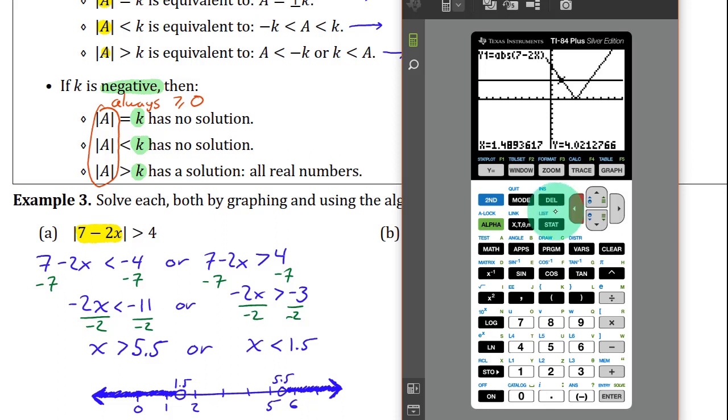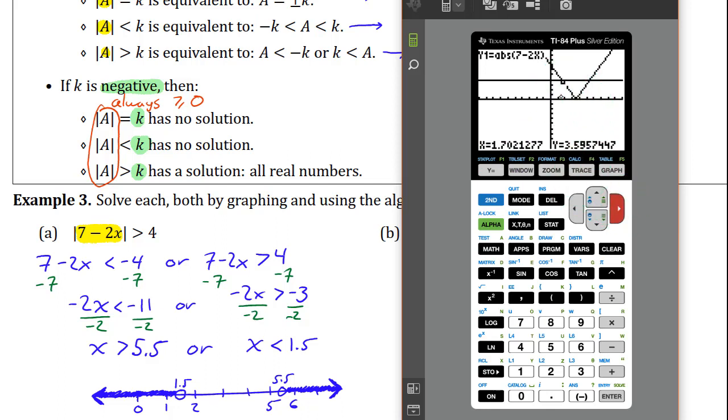So it looks like if x is 1.48, y will be 4.02. This is on the graph of the absolute value one. So yeah, x equals 1.48 is a solution. That's right over here, just a little bit less than 1.5. Or if we go to the right just a little bit, x equals like 1.7 gives you y equals 3.59. And 3.59 is not greater than 4, so that means x equals 1.7 is not a solution.